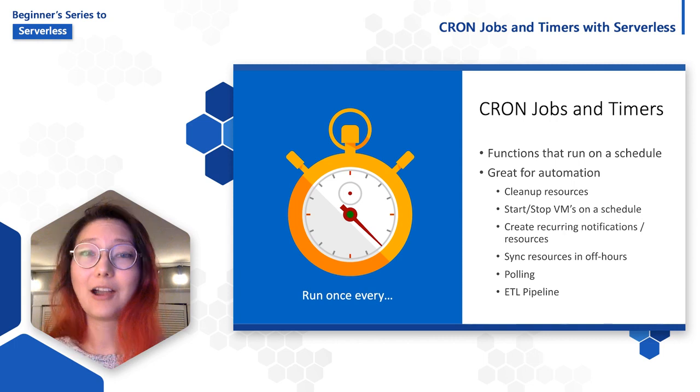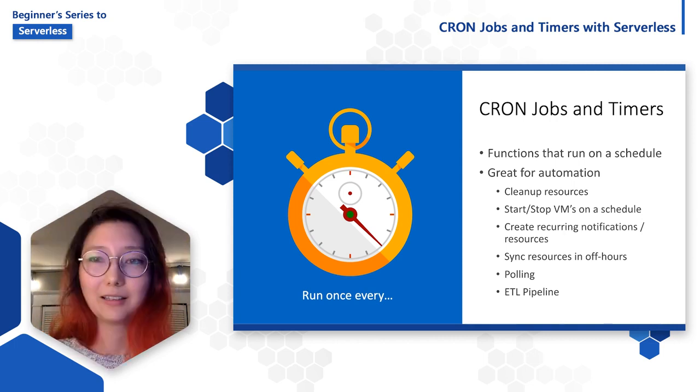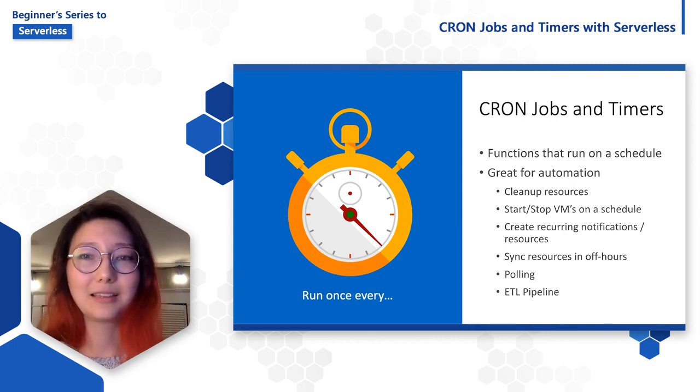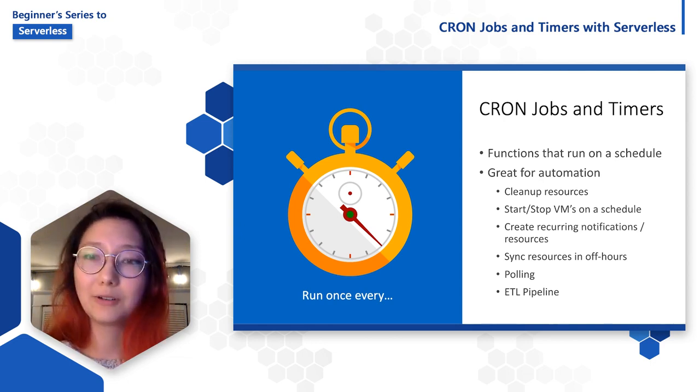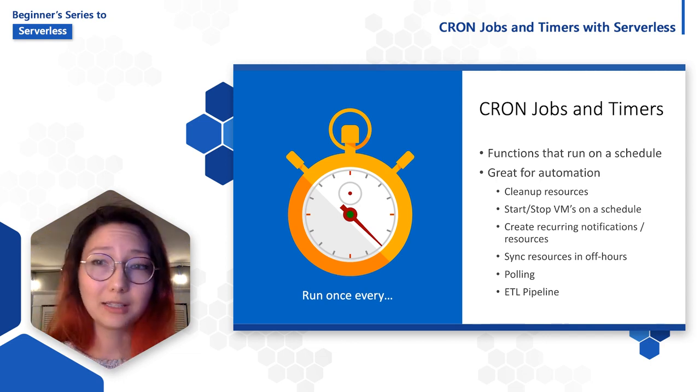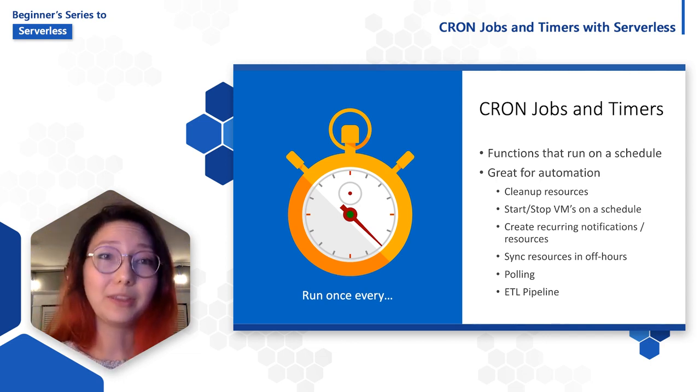Timer-triggered functions are great for automation. You can write functions that clean up resources, start and stop VMs on a schedule, create recurring notifications or resources, sync resources in off hours, implement a polling service, or help with ETL pipelines.